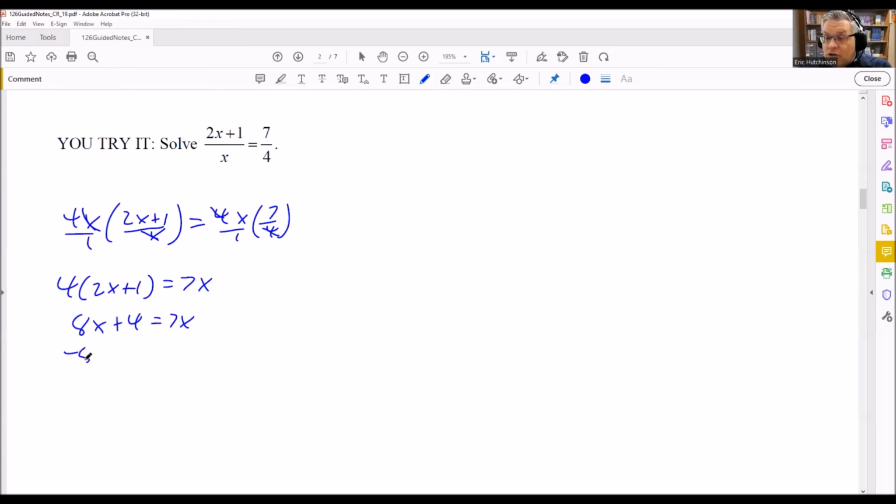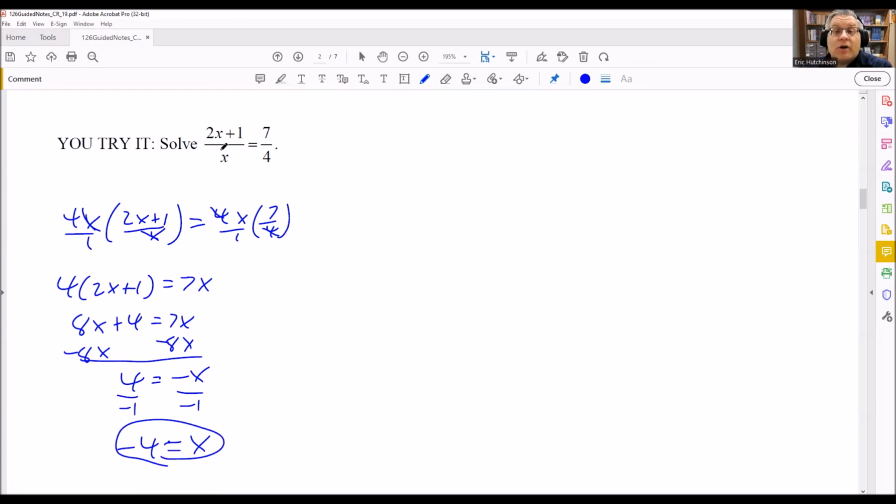And then we can just subtract 8x from both sides to get all the x's on one side there. Now we get 4 equals -x. However, you need to divide both sides by -1 to get x by itself. So x is going to equal -4. -4 does not cause division by 0, so that's okay to have that as our answer. So for that one, the answer is x equals -4.